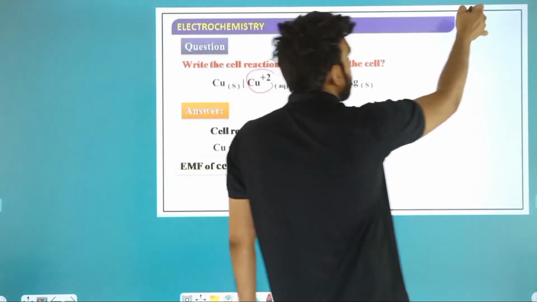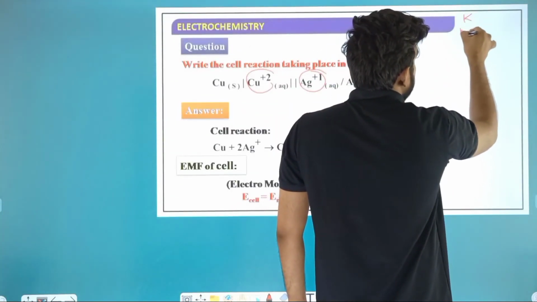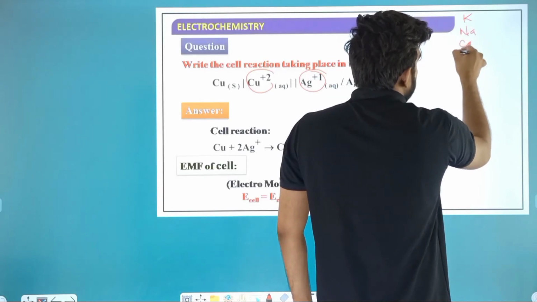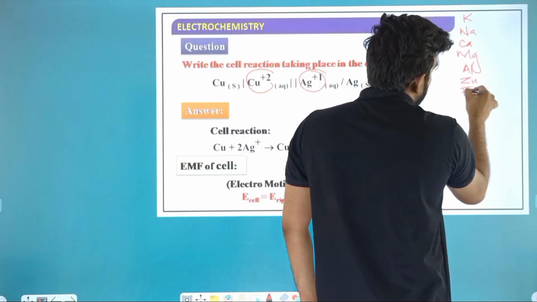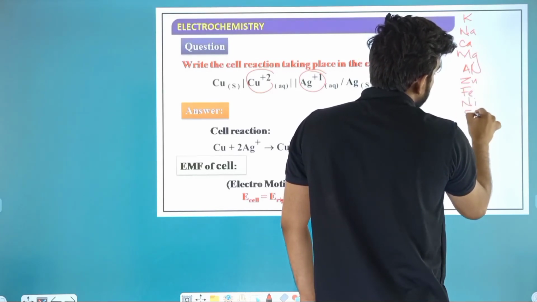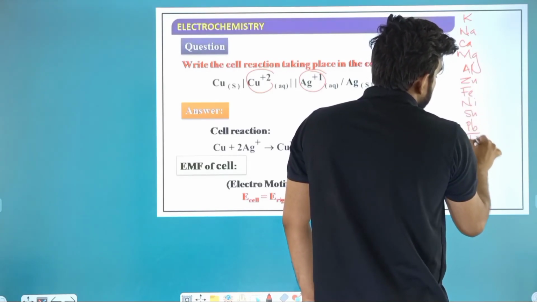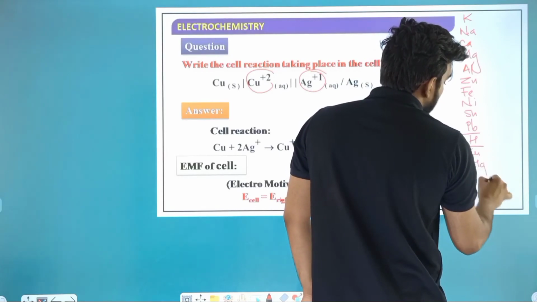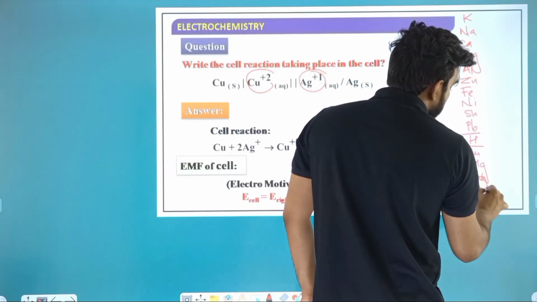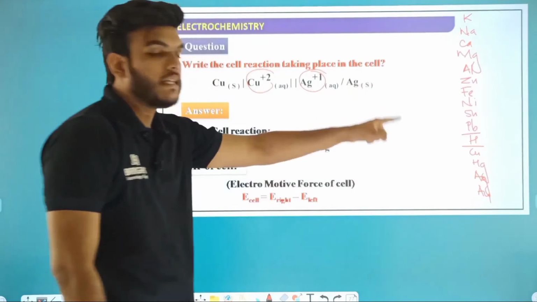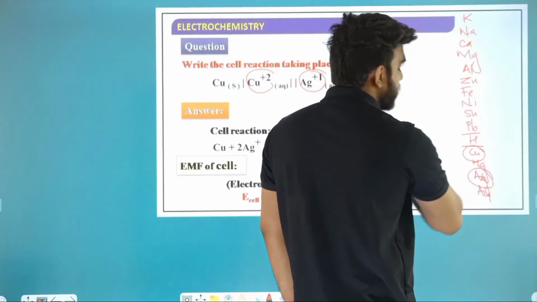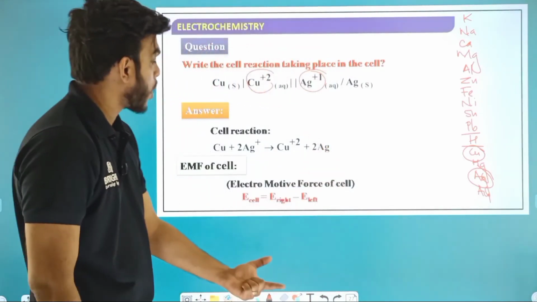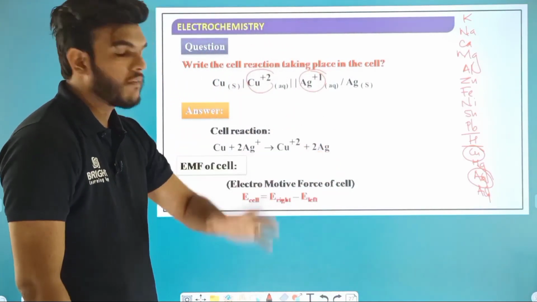Take the reactivity series: K, Na, Ca, Mg, Al, Zn, Fe, Ni, Sn, Pb, H, Cu, Hg, Ag, Au. This is the reactivity series, and you can see there is Ag. So between copper and Ag, which will undergo oxidation and which will undergo reduction? Copper will undergo oxidation and the silver will undergo reduction.